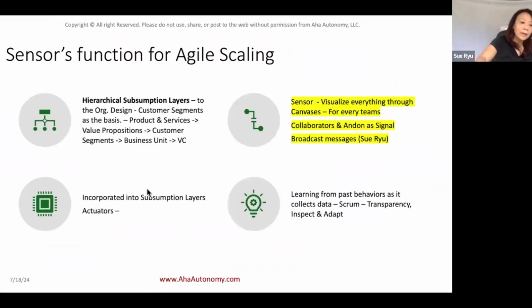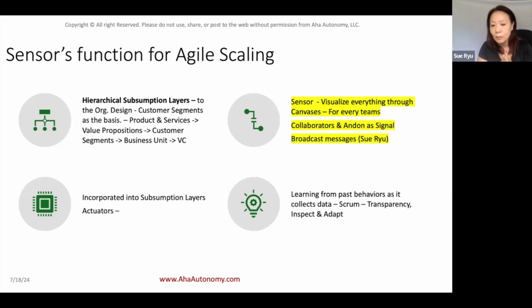So let's take a look at the sensors' functionality of the subsumption architecture. The sensors' role is to monitor the surroundings and then send a signal to all the layers, right? In Agile space, to be able to send a signal, you need to know what's going on. Mike thought this could be implemented by having a canvas, every single team having a canvas, so that they visualize what they're doing. This is also transparent to the whole organization, so they know what's going on.